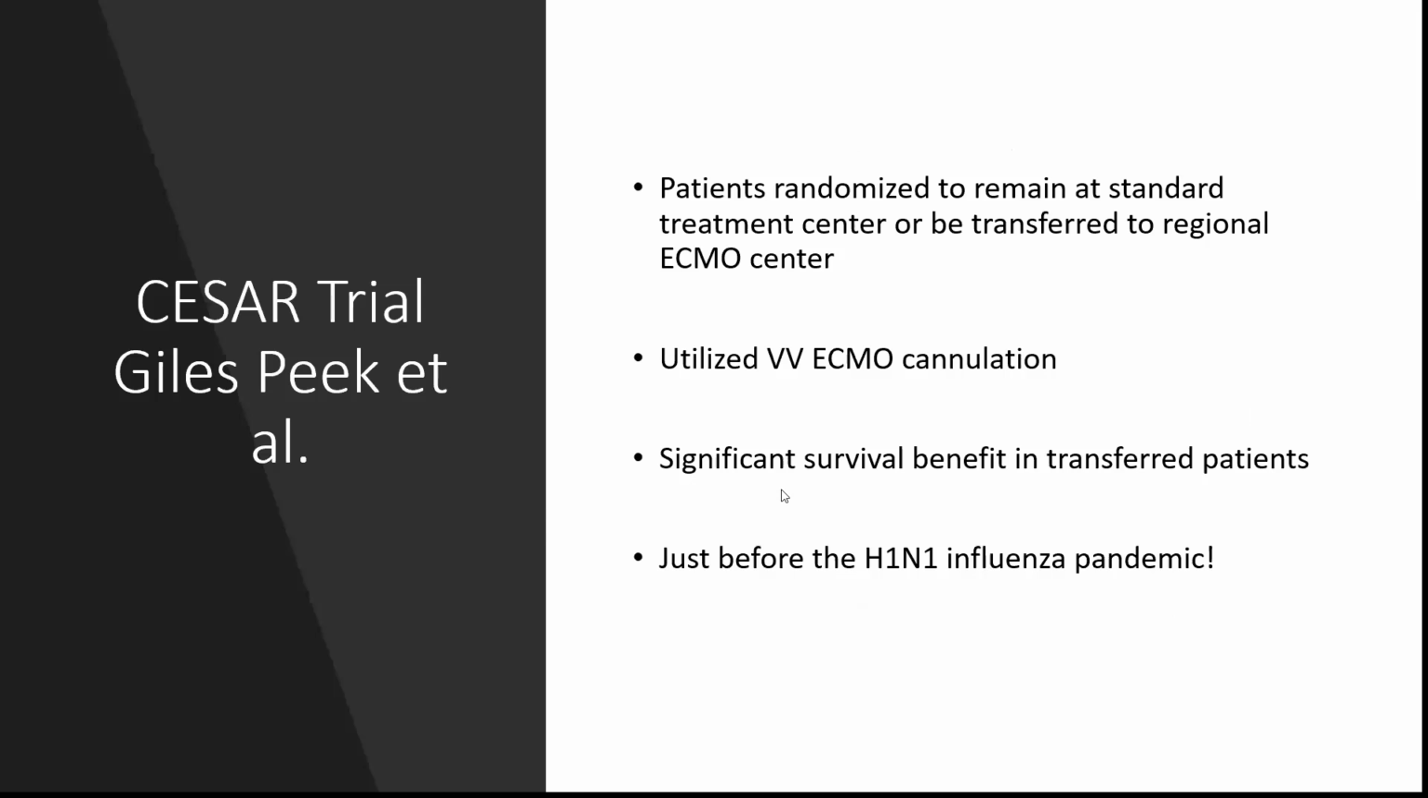And so this is probably the trial that most of us are familiar with, right? So this is the CESAR trial, and people who are for ECMO are like, CESAR trial, this is it. So this was a randomized trial, and this was in 2009. So patients were randomized to standard treatment center or randomized to transfer to a regional ECMO center. So it's important to note they weren't randomized to ECMO, they were randomized to transfer to a regional ECMO center. In this trial, you can highlight they used VV ECMO cannulation on all of the patients, and there was a significant survival benefit in patients transferred to an ECMO center. Something to make note of is that 17 of these patients that were transferred to the ECMO regional center never got ECMO.